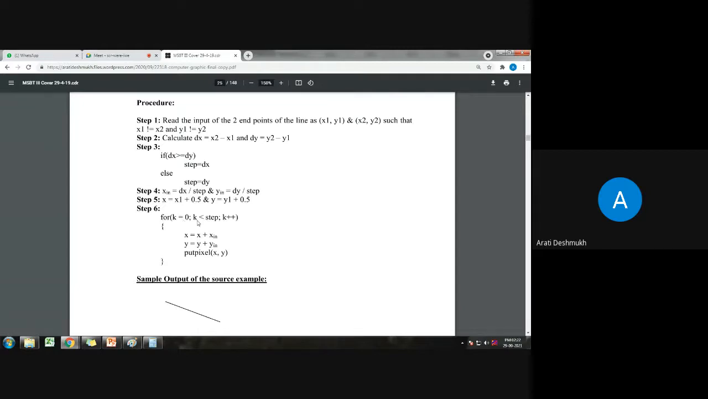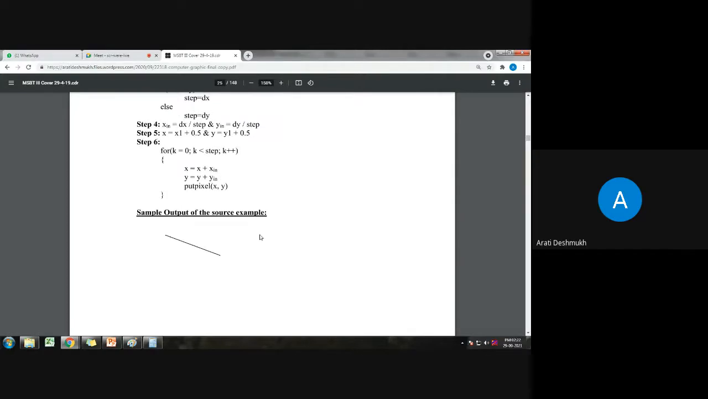So for k equals 0 up to k less than step, meaning the difference between x2 minus x1 or y2 minus y1. So this is the step and we are incrementing the variable k. So x is equal to x plus x increment and y is equal to y plus y increment. Putpixel is a function to plot the point on the screen. So it is x, y. We have to plot pixels at the x, y position. So this is the simple output of the DDA algorithm.